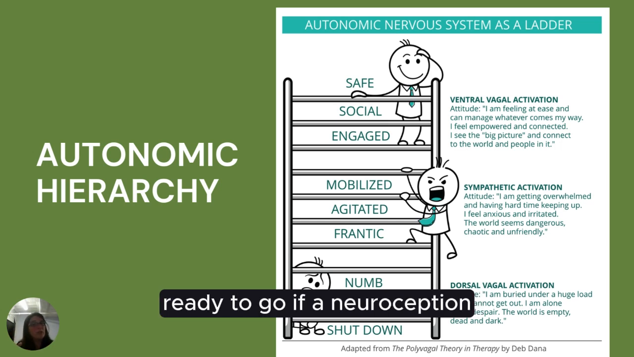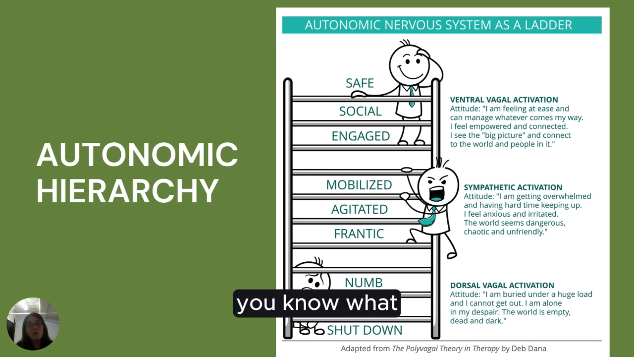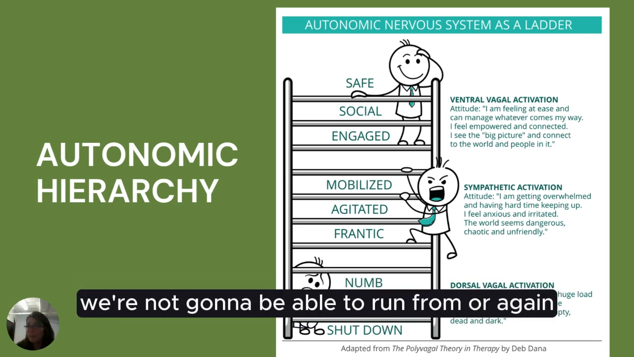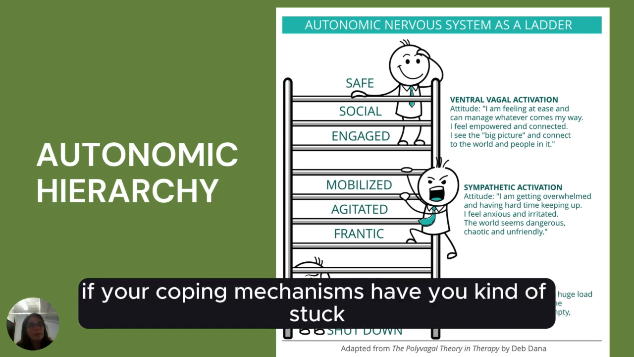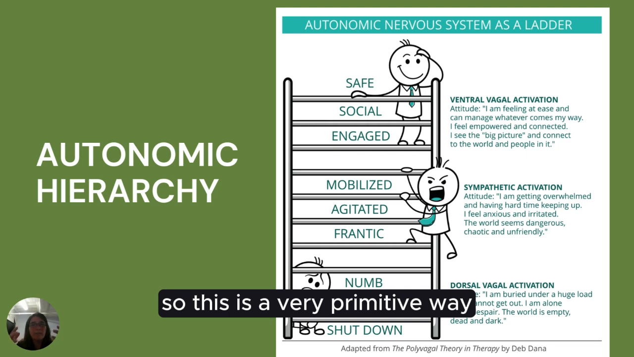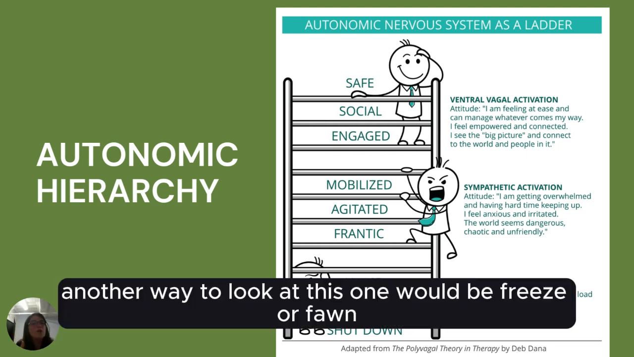If our neuroception, our brain and nervous system, decide, you know what, this is a stress that we're not going to be able to handle, we're not going to be able to run from, or again, if your coping mechanisms have you kind of stuck, what happens is we go into this dorsal vagal activation. So this is a very primitive way that we respond to stresses in life. Another way to look at this one would be freeze or fawn.